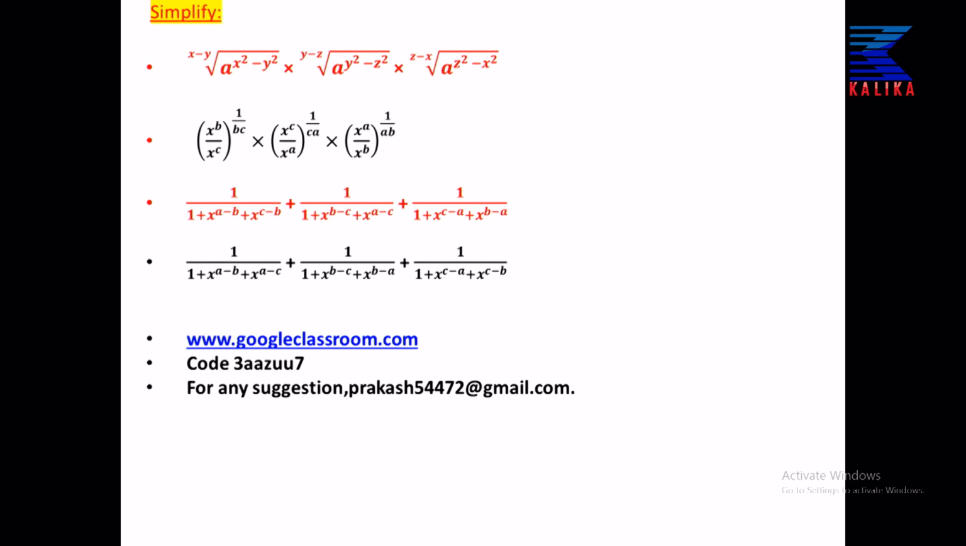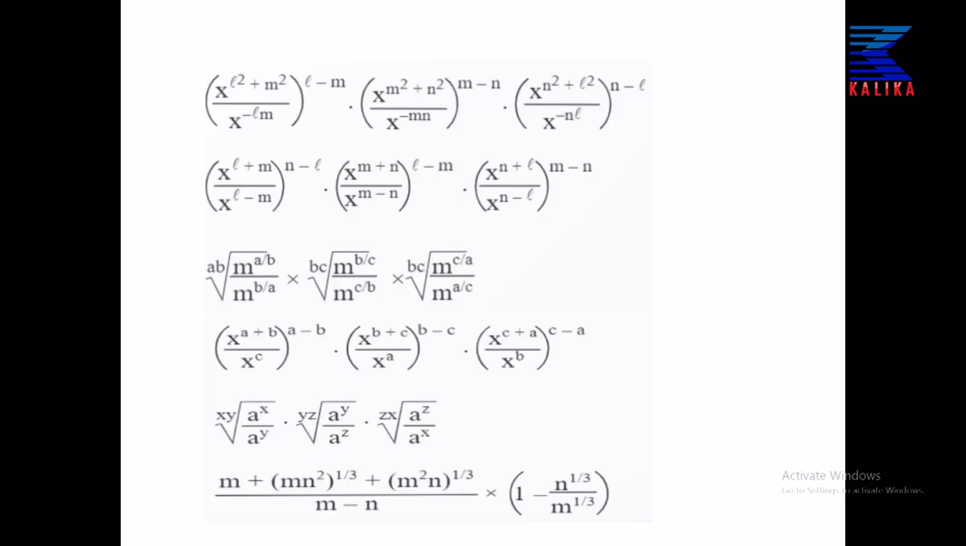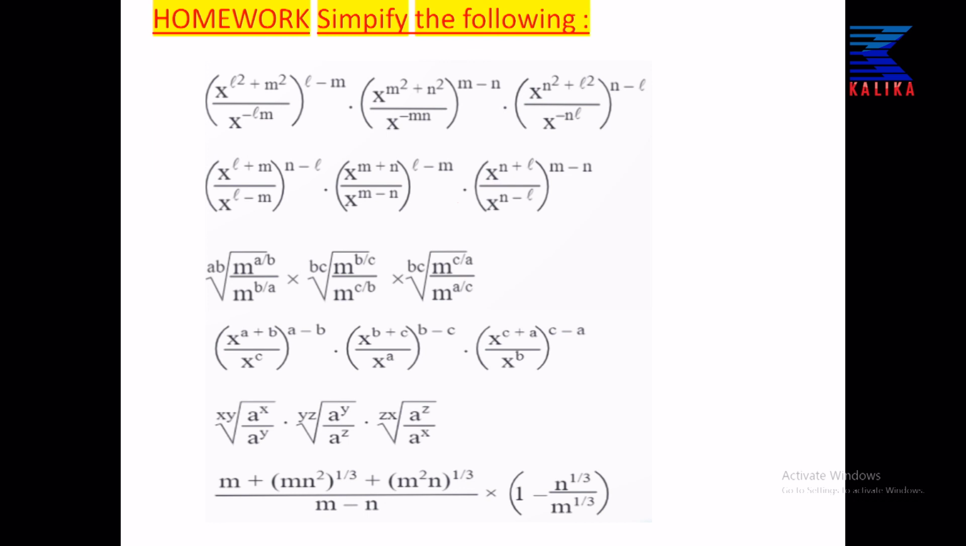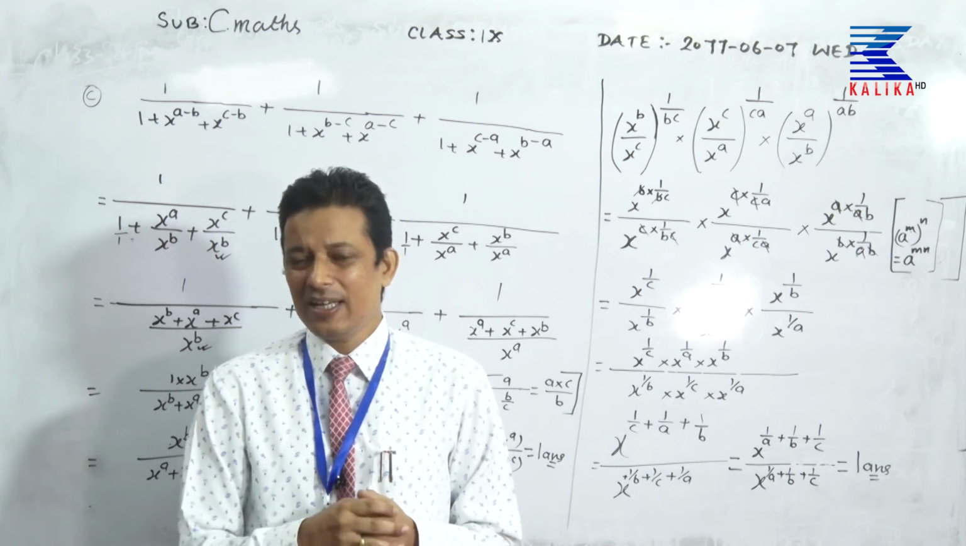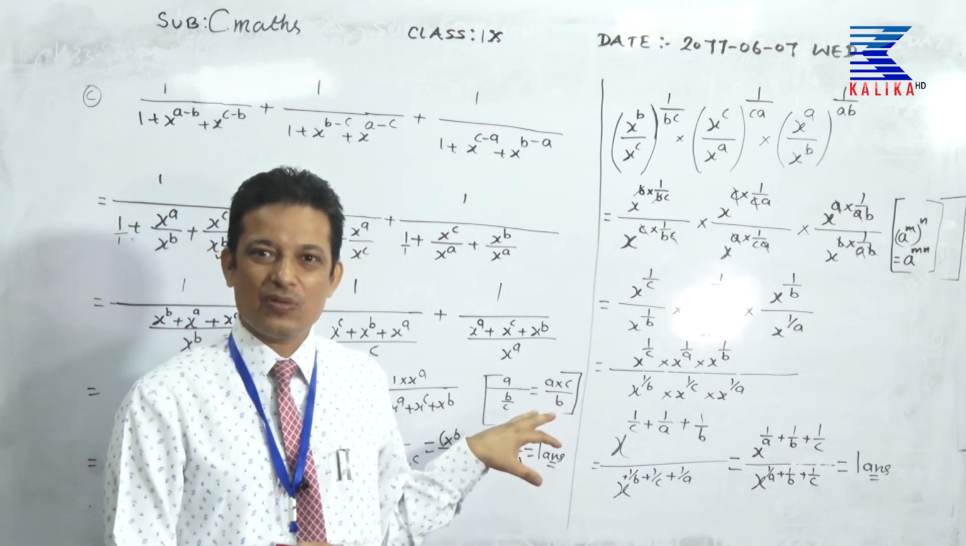So, now among these, please, this fourth question you can do by yourself and submit in that Google Classroom. So, this is your homework for today. I hope, my dear student, you will do these questions. These are the homework for you for today, and I have already given you Google Classroom, www.classroom.google.com. Go there, and the classroom code is 3AAZUU7. I hope you have understood what we have done today.